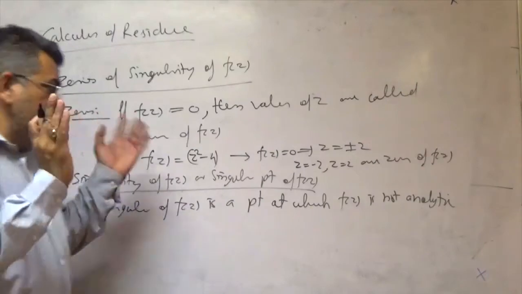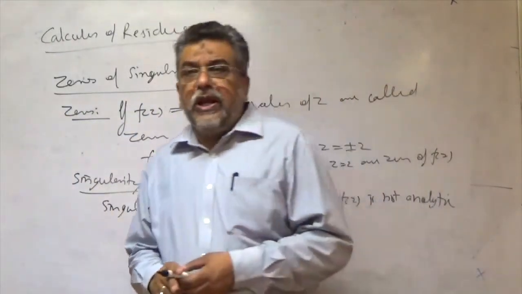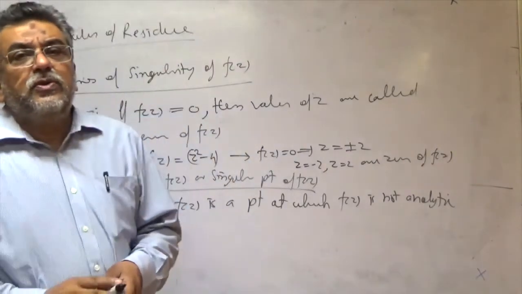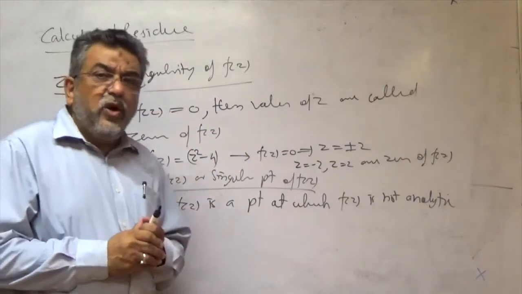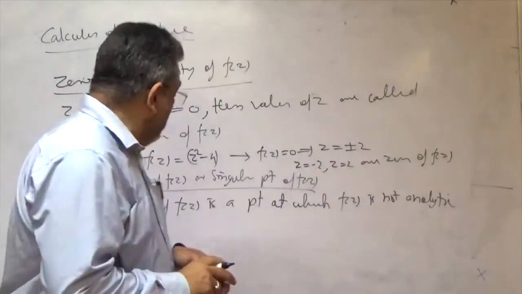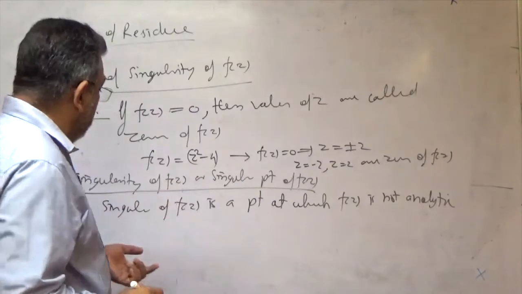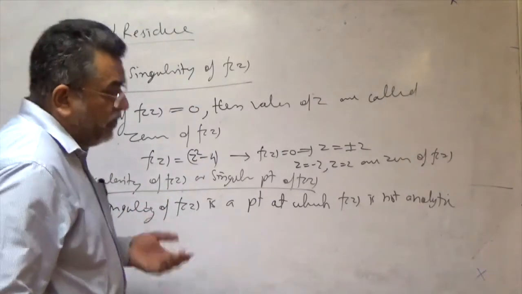I have discussed what is the analyticity of a function in detail up to the last lecture. If at any point the function is not analytic, then we say that that is a singular point, or you can say this is a singularity of f(z).